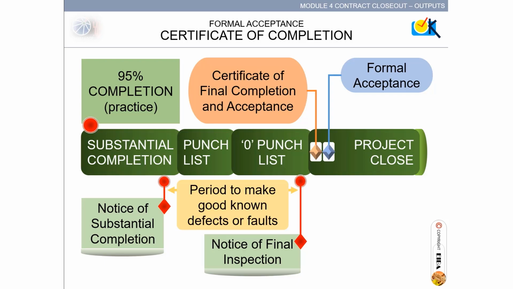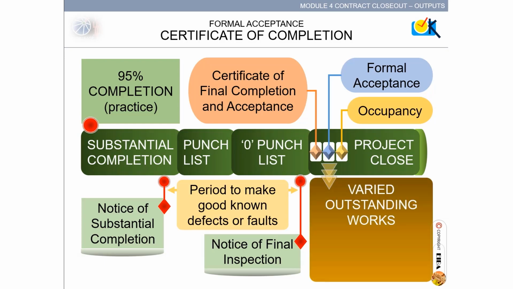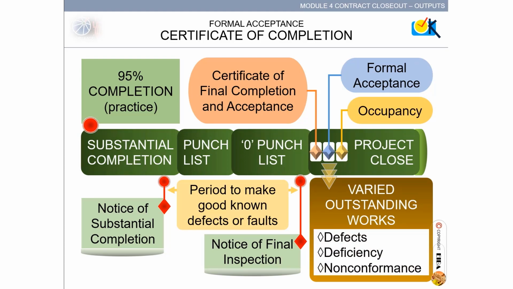The owner starts the occupancy. Best practice requires that no occupancy happens before formal acceptance. The acceptance criteria state specific conditions for both parties to comply. Constructor and owner proceed to administratively close the project. However, in almost all project situations, there exist varied outstanding works, such as on defects, deficiency, and non-conformance. These are specially handled.